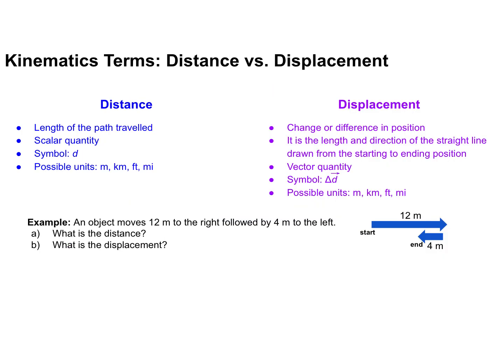Okay, distance versus displacement. Two very important terms from last year. The definitions are written as the first bullet point here. Distance is the length of the path traveled. Displacement is a change or difference in position. It's the length and direction of the straight line drawn from the starting to the ending position.